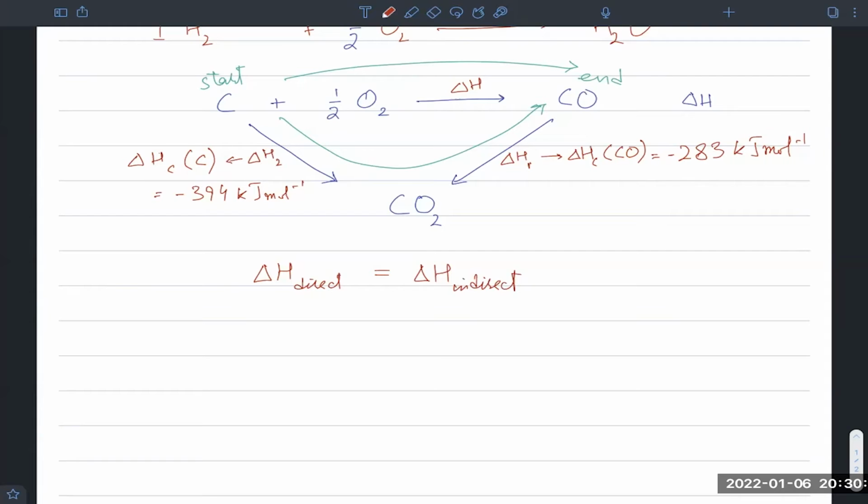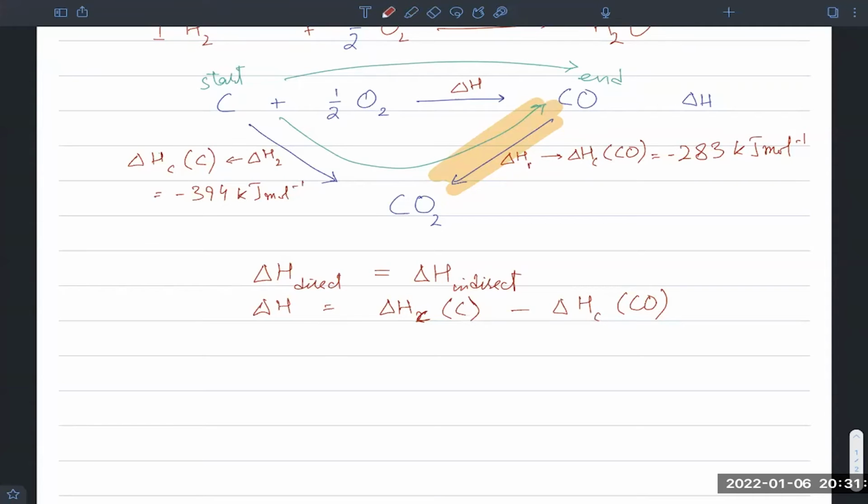So I can say that delta H of this reaction is equal to my delta H2, which is delta H combustion of carbon, minus delta H combustion of carbon monoxide. Why am I subtracting it? Because if you notice over here, the blue arrow is downwards, but the green arrow, my path, is opposite to my reaction. So that is why I put a negative sign there.